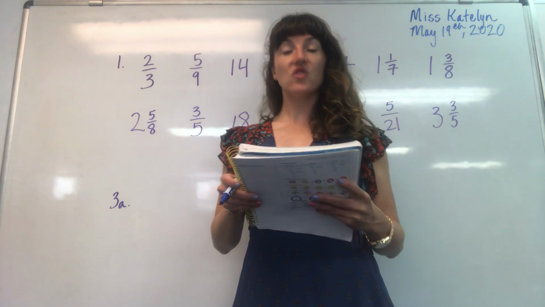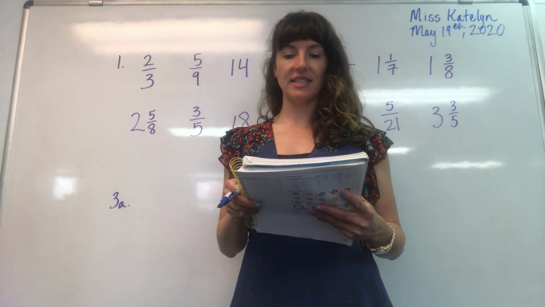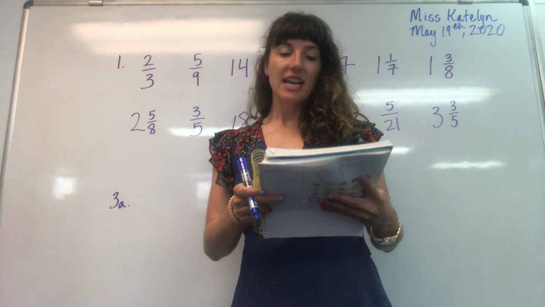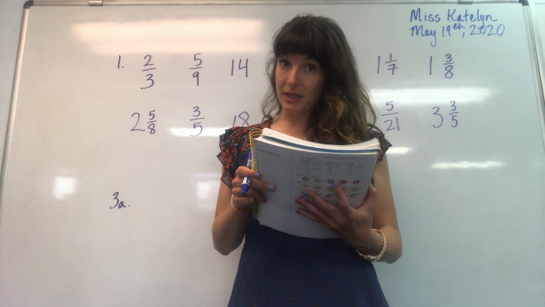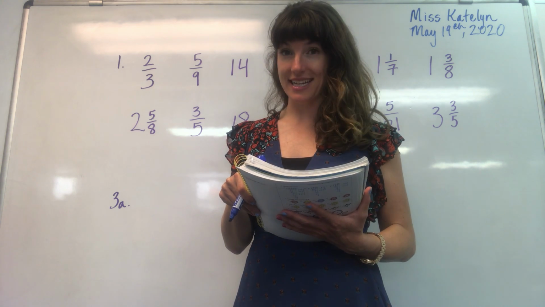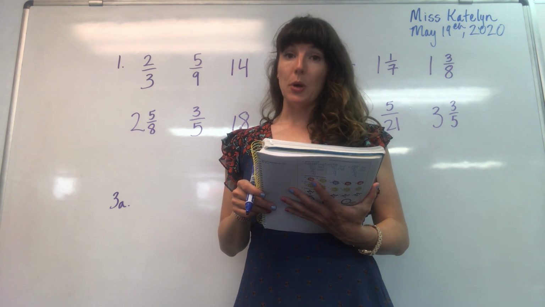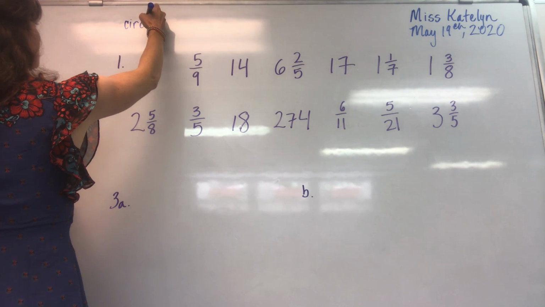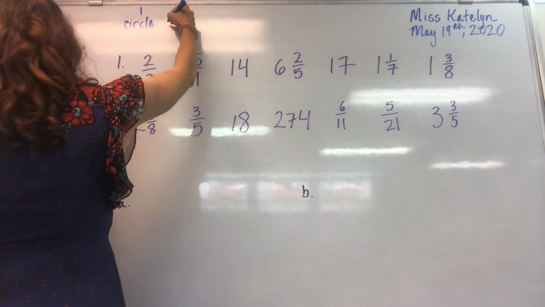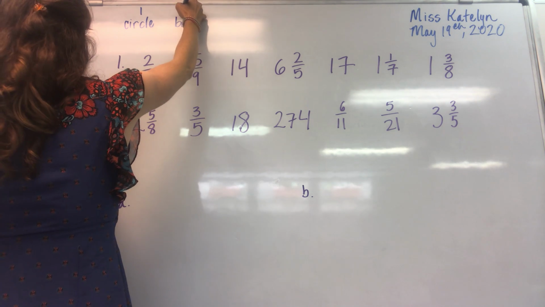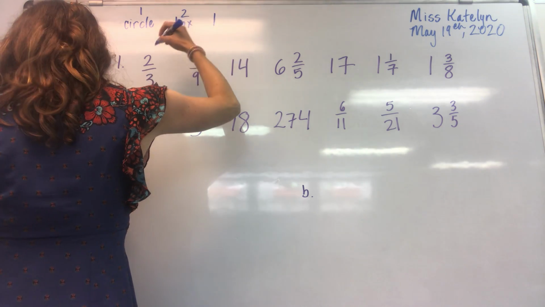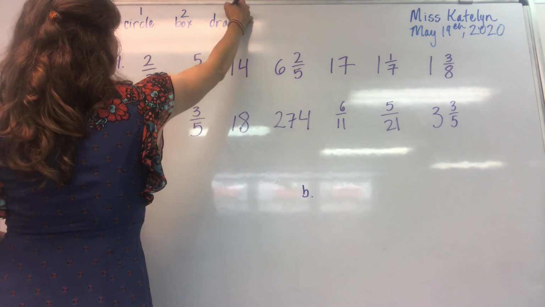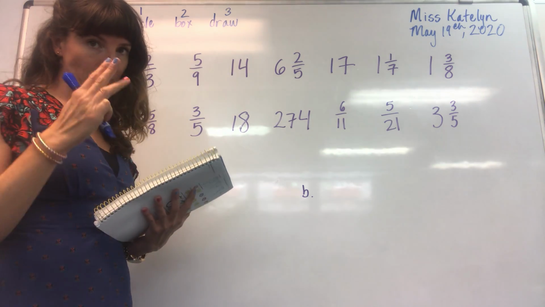So number 1 says, circle the whole numbers, box the fractions, and draw a trapezoid around the mixed numbers, okay? So for each verb in this imperative sentence, at each verb, put a number. Where you see circle, I want you to put number 1. Where you see box, I want you to put the number 2. Where you see draw, I want you to put a number 3. Circle, box, draw. There are 3 things you have to do.